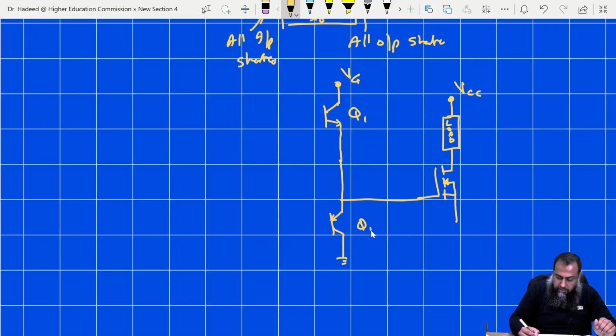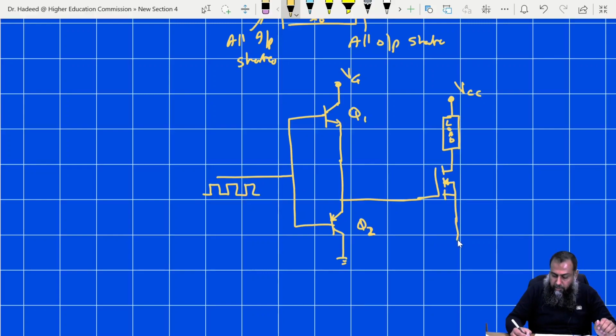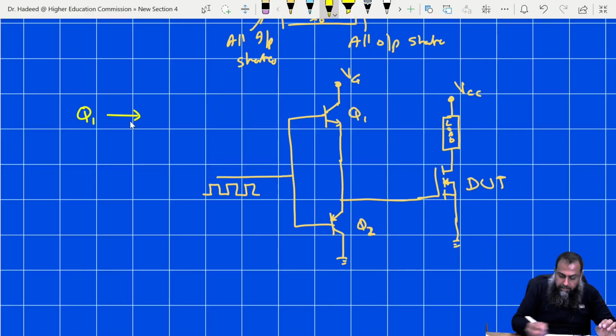Let me say this is Q1 and this is Q2. So we apply the input voltage here. So here we have the train of pulses that are to be applied ultimately to this device under the testing condition or the device under operation. So here you can see that whenever we turn on the switch Q1, then we have a flow of current from this VG.